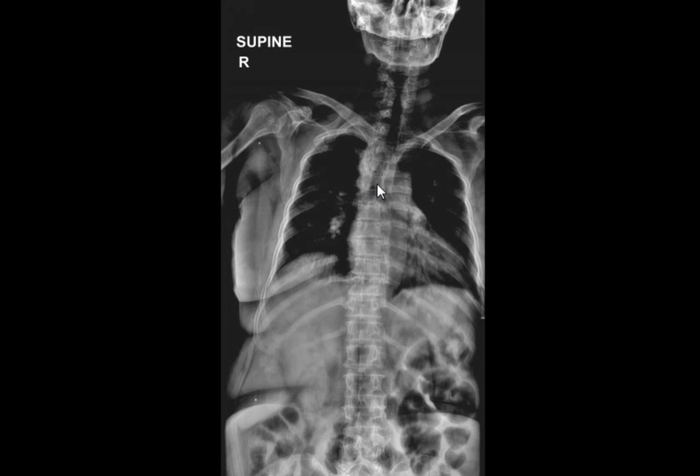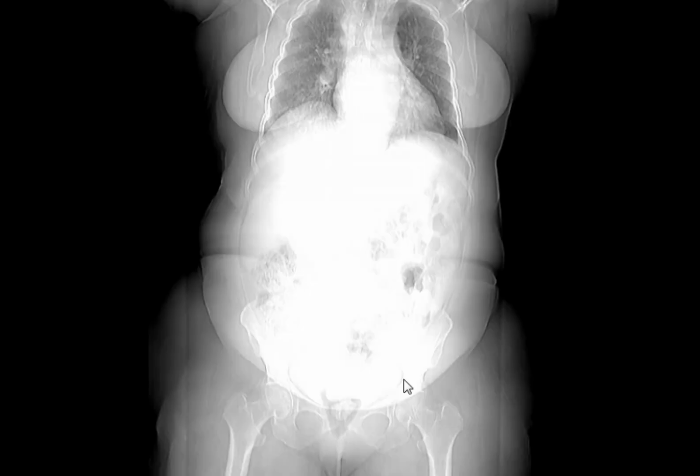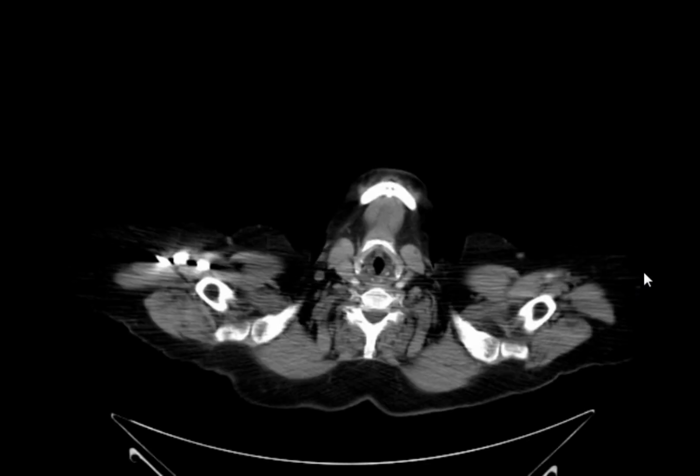So what would you like to do next? There is a suspicion, that's it. It's just a suspicion. CT. Chest, abdomen, and pelvis CT was ordered for her for full evaluation. What do you think is there and what to do? Give me your opinion.